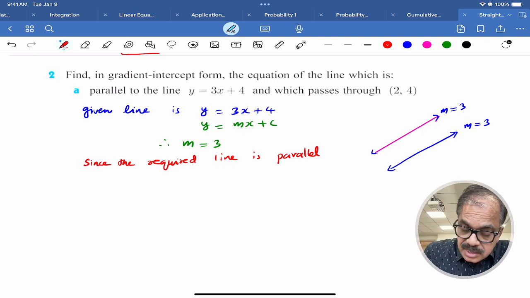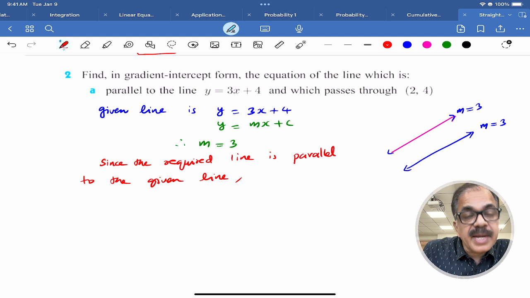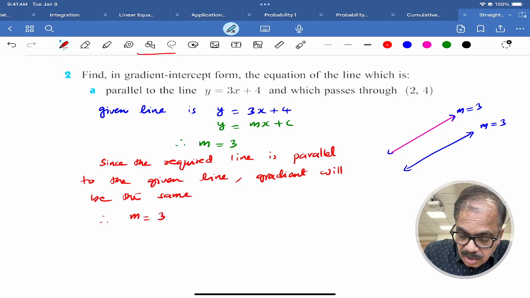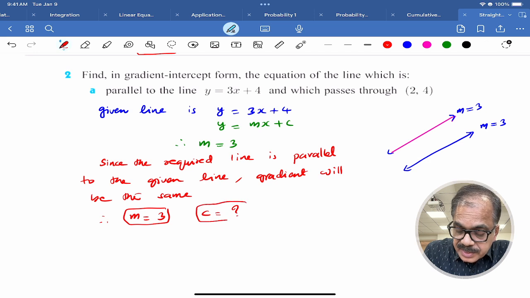Okay, since the required line is parallel to the given line, the gradients are same. I'm just writing the reasoning behind it. Gradient will be the same. Therefore, m of the required line is 3. Of course, c is still missing. We need to find c.